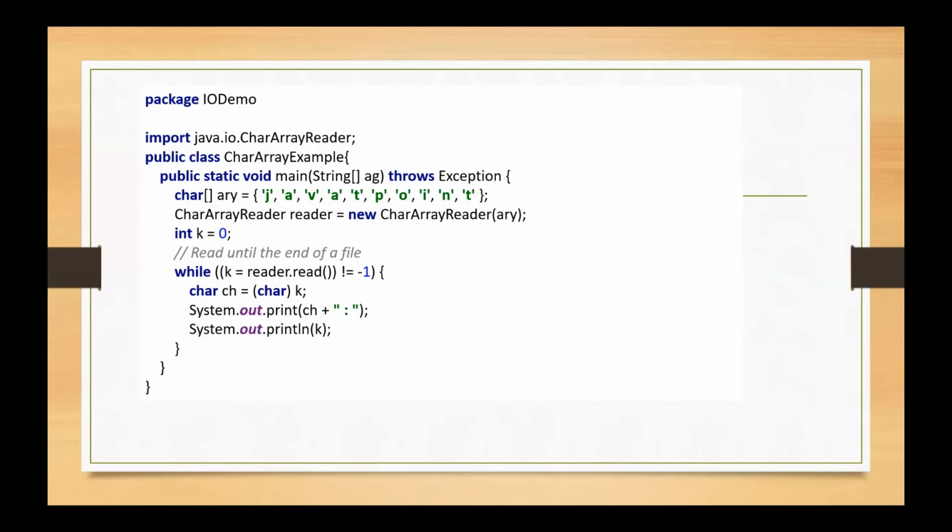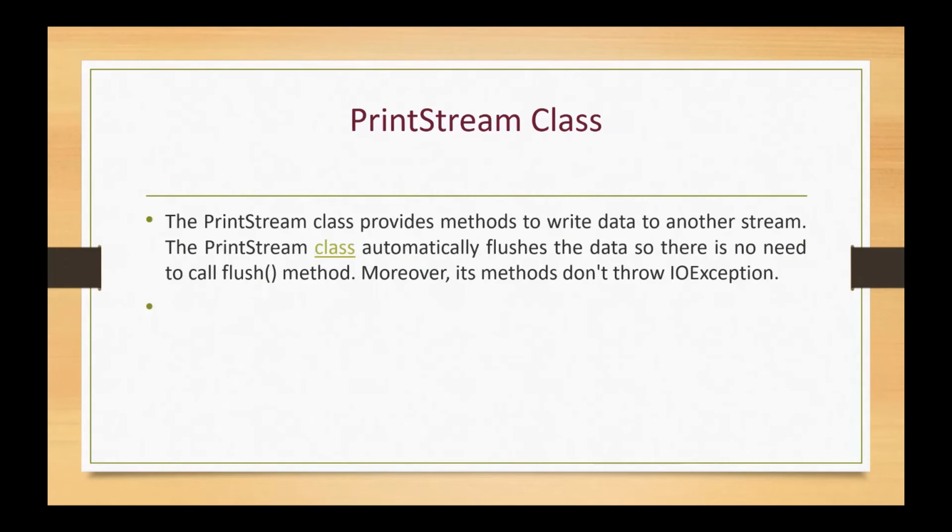Now another class is the print stream class, which is used to write data to another stream. Print stream writes the data to another stream. Now how can we write to another stream? Let us suppose there are two streams. I am writing some data to the console, and after getting the console data, I am writing data to my file.